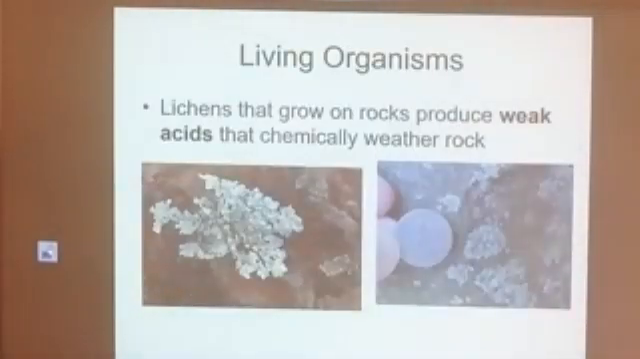All right, living organisms. So we have in these pictures lichens, and they grow on rocks, they grow on trees, they grow everywhere, and they produce weak acids. These weak acids will break down rock, and they'll actually generate soil. We'll talk about that more whenever we talk about succession. But they chemically break down rock.